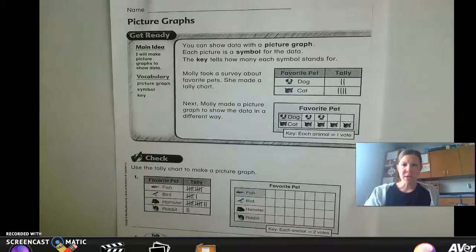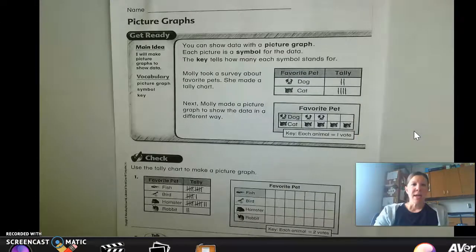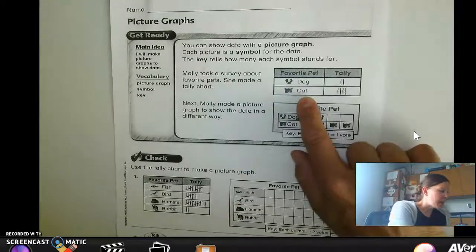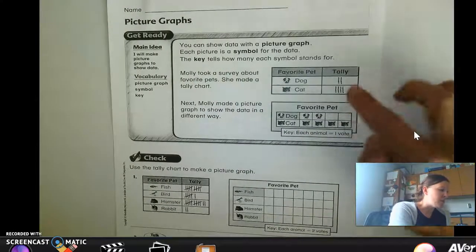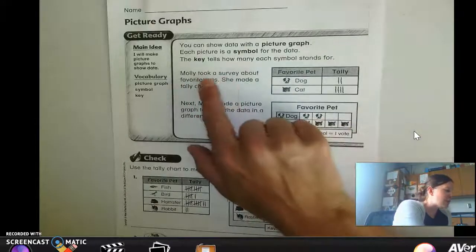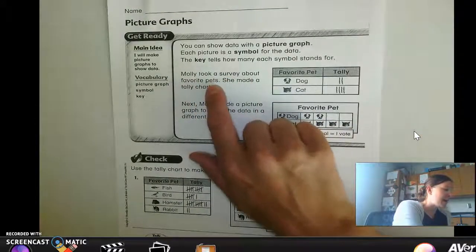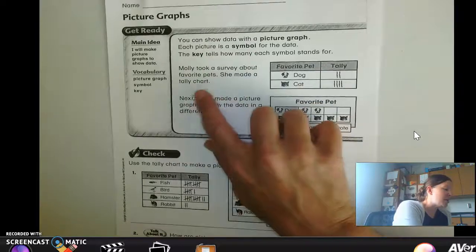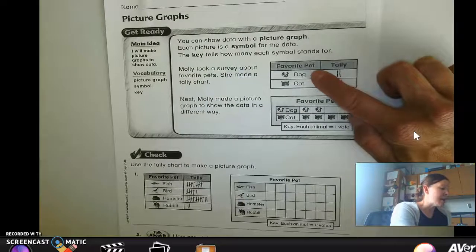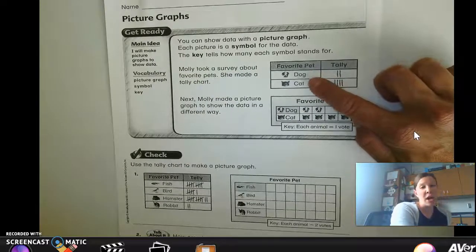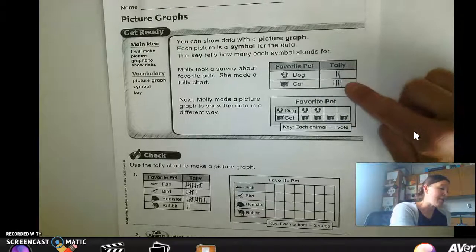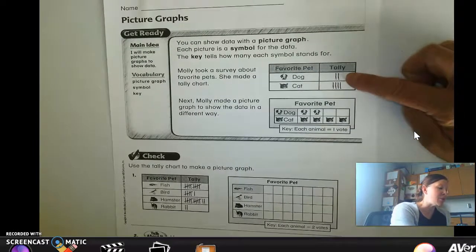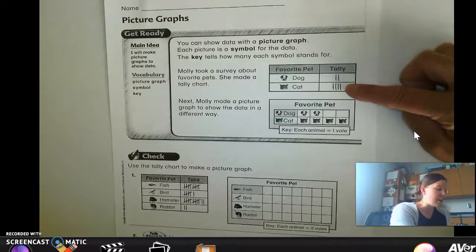Okay. So picture graphs. I will make picture graphs to show data. That is what you're going to be working on today. So on here, it shows that there are different ways of showing information. First, it says Molly took a survey about favorite pets. She made a tally chart. So she asked people, is your favorite pet a dog or a cat? And then she made her tally marks over on the side. And you can see that there are 2 tally marks and there are 4 tally marks.